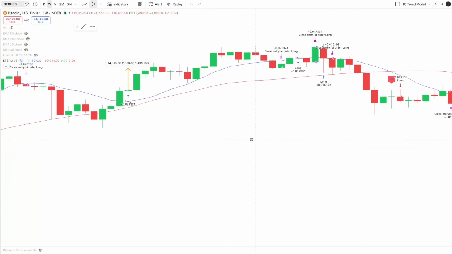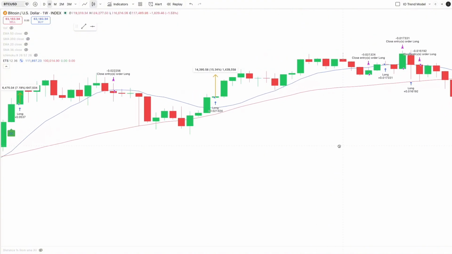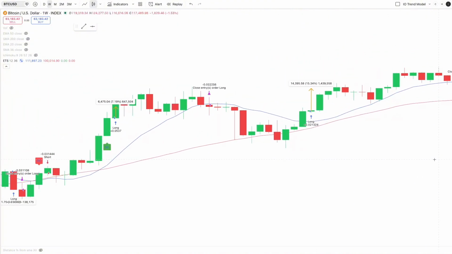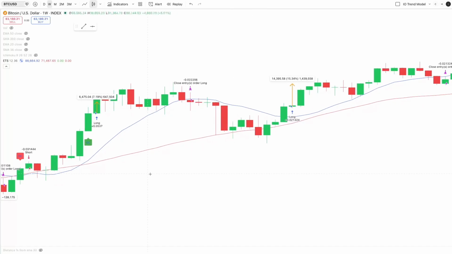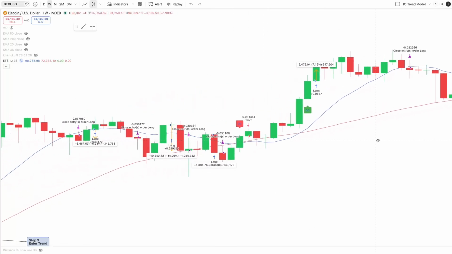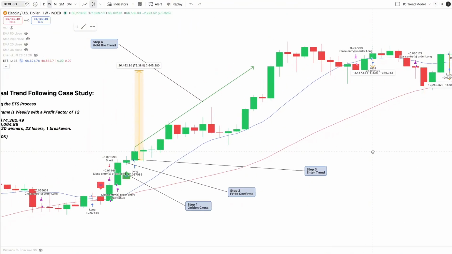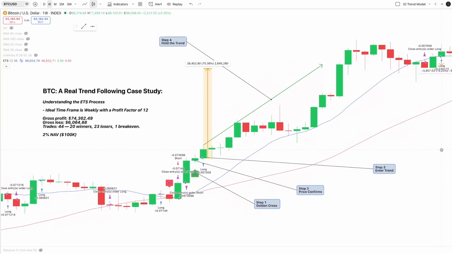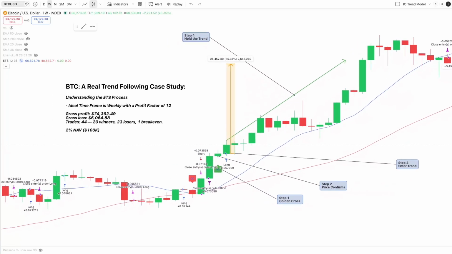So this is a mechanical system. There's no bias, no fundamentals. It's purely mechanical. And it also does a very good job of keeping you out of downtrends as well. It's just through the backtesting, the weekly is a very good time frame to be in Bitcoin using this system.